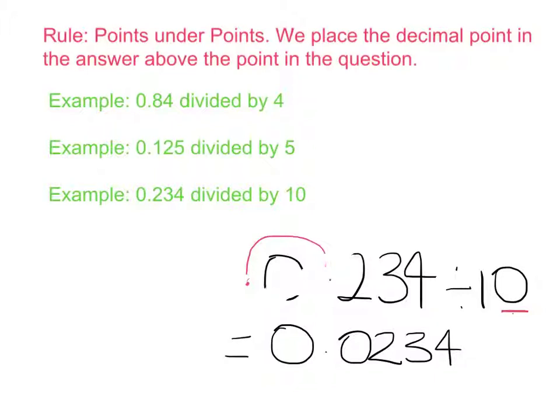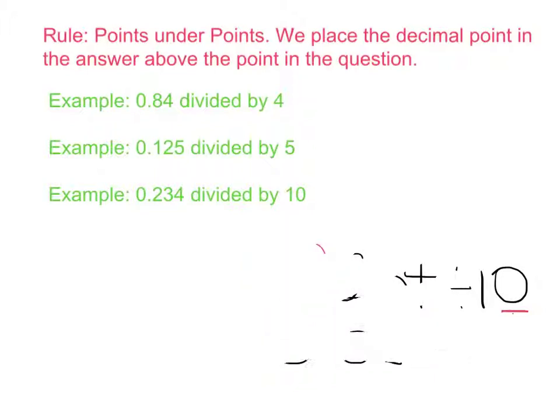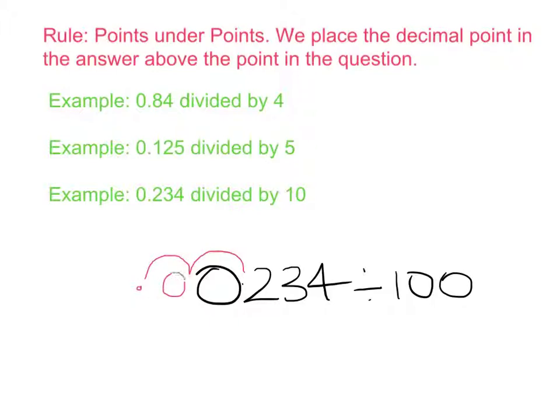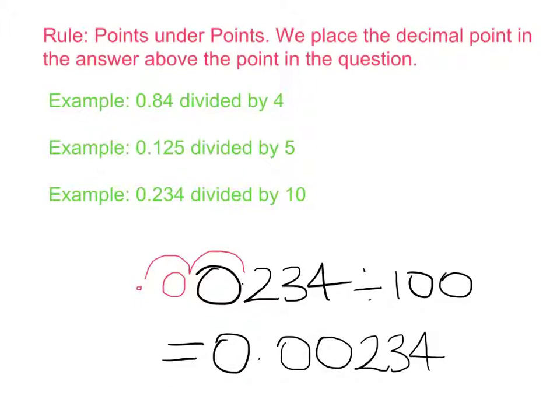So if the question said 0.234 divided by 100, we would just move the decimal place 2 spots. 1, 2. So the decimal place would be here and we'd add another 0 in. So the answer would be 0.00234. And that's it, guys. That's dividing decimals by a whole number.